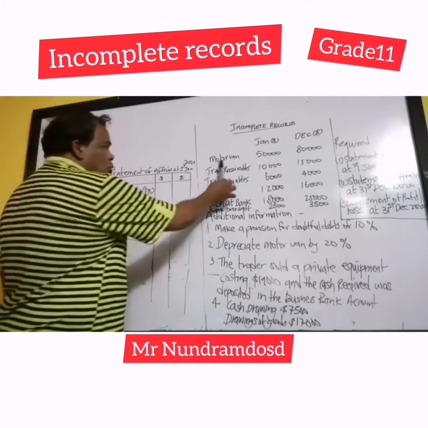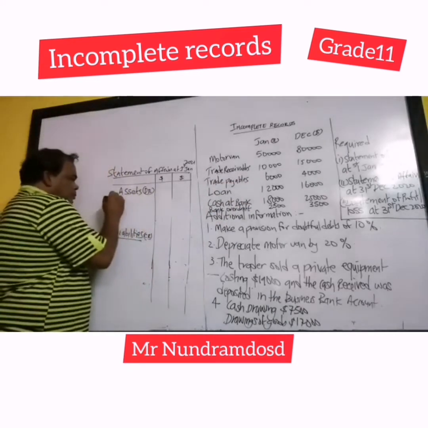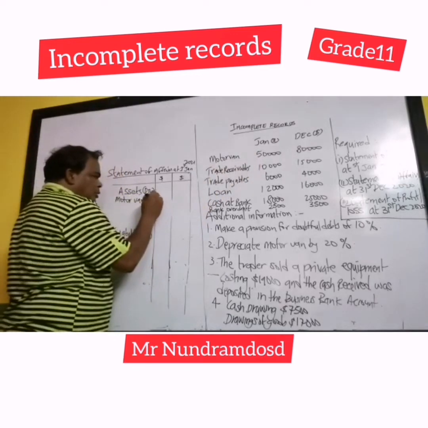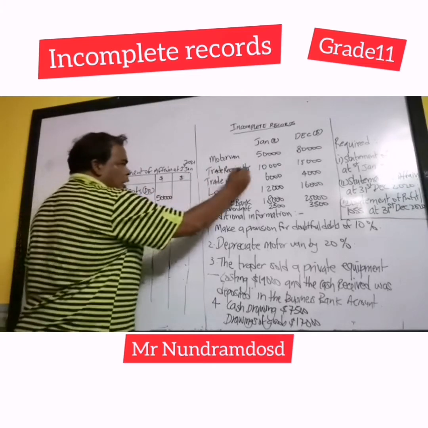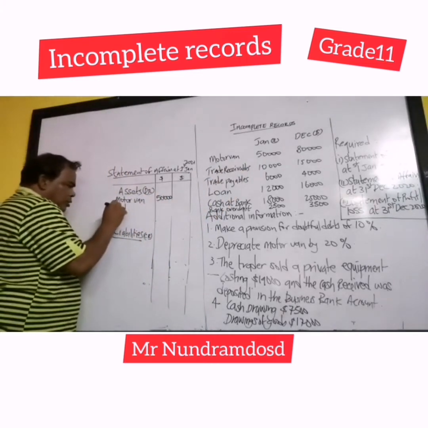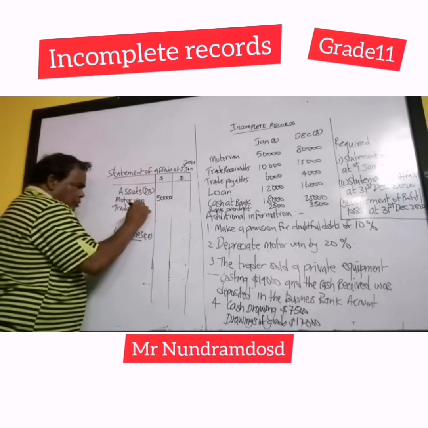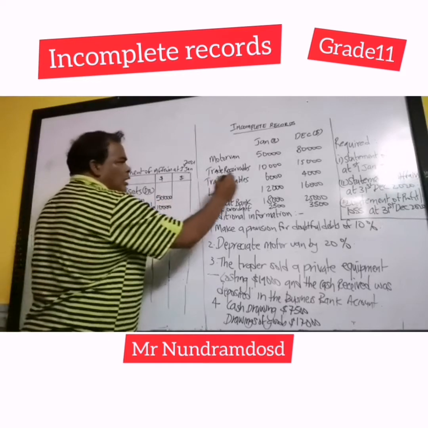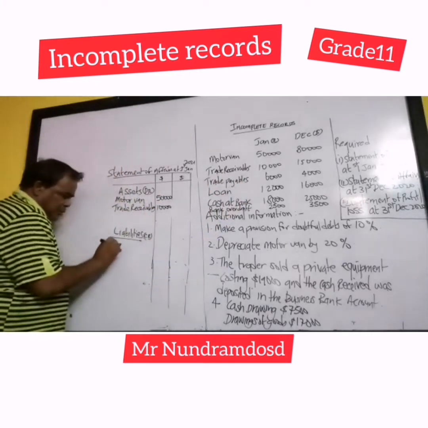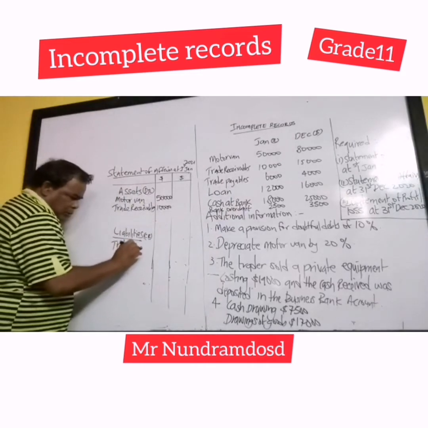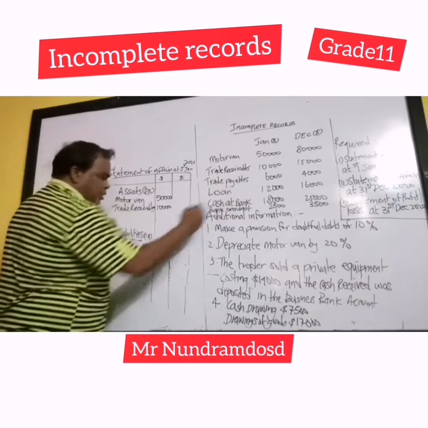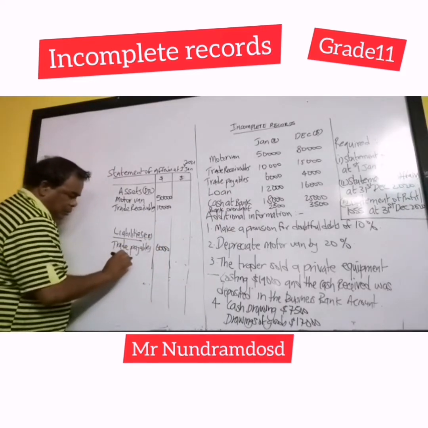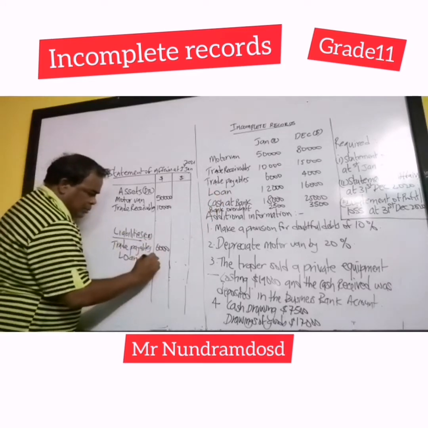So here we are, motor van at the start. How much? 50,000, asset. We have trade receivable at the start. Again, asset. It will be on the debit side. Trade receivable 10,000. We have trade payable, liabilities. At the start, trade payable 6,000. We have loan at the start, liabilities, 12,000.